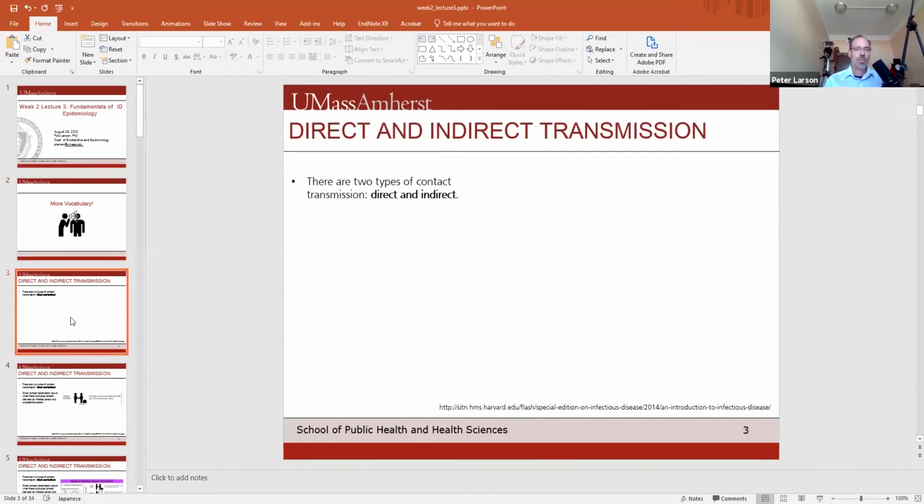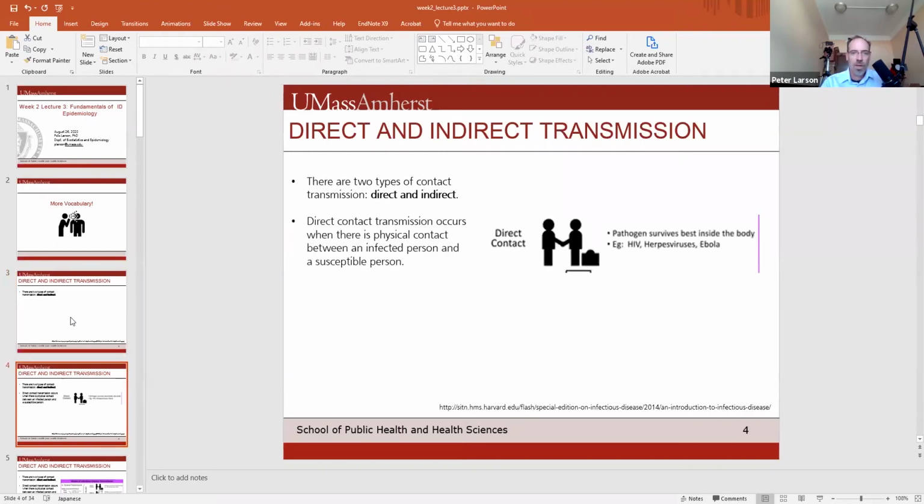So the first I want to talk about is direct and indirect transmission. There are two types of contact transmission, direct and indirect. Direct transmission is when there is physical contact between an infected person and a susceptible person. So for example, like in this little picture, there are two people shaking hands and one of them has transmitted something to the other person.